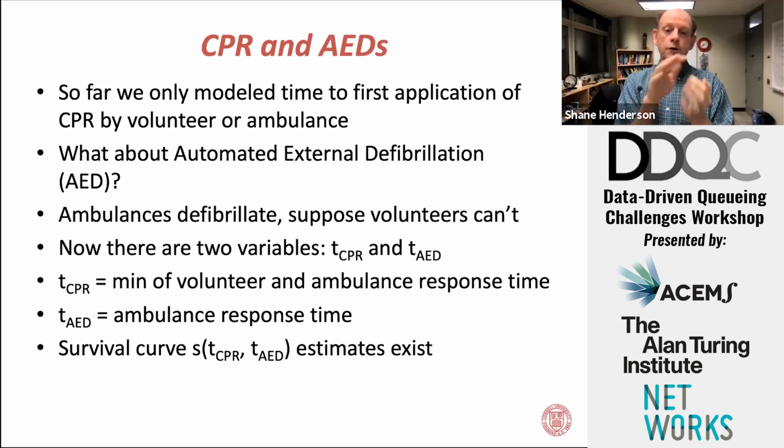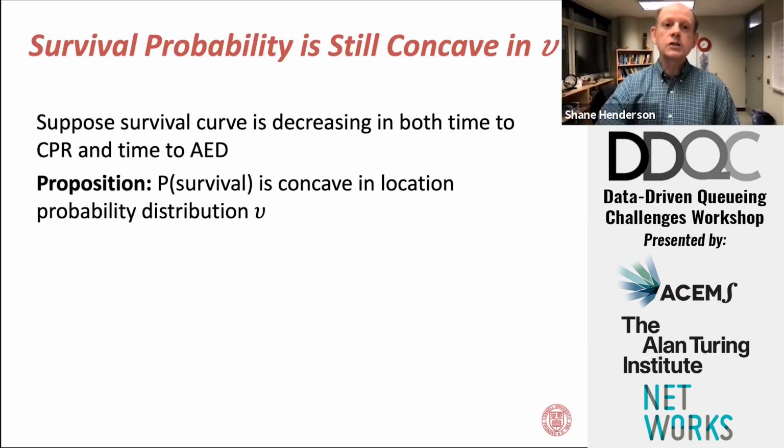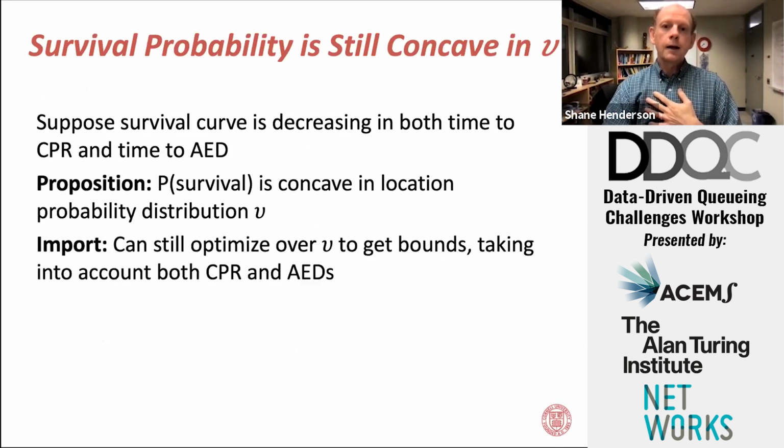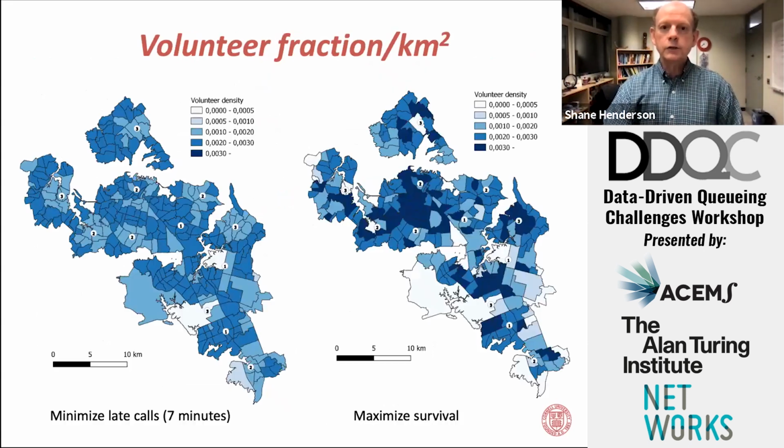The survival curve is now a function of both of these estimates. And the good news is that as long as that survival curve does reasonable things, with the survival probability decreasing in these times, then once again the optimization problem that we want to solve is concave. It's a maximize concave function, so we can solve it efficiently. So that's good news. We can work with both CPR and defibrillation by ambulance, and we can compute stuff, so I'll just skip the details. Maybe this one I want to show.